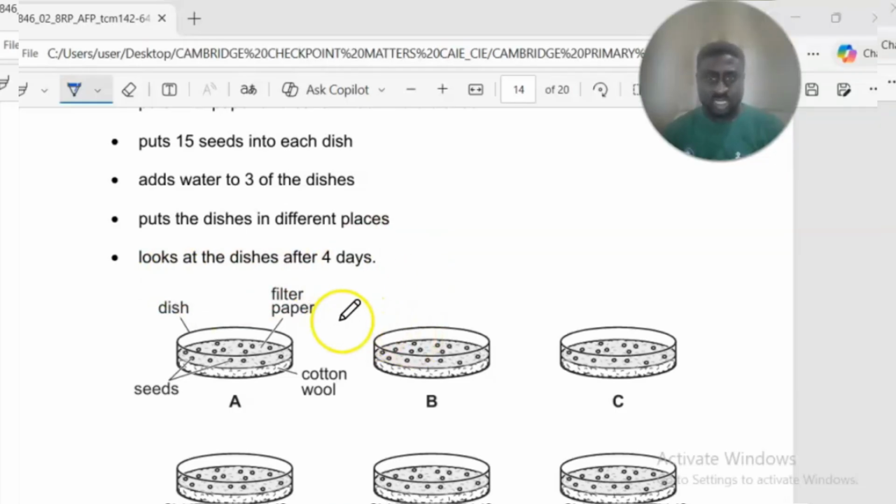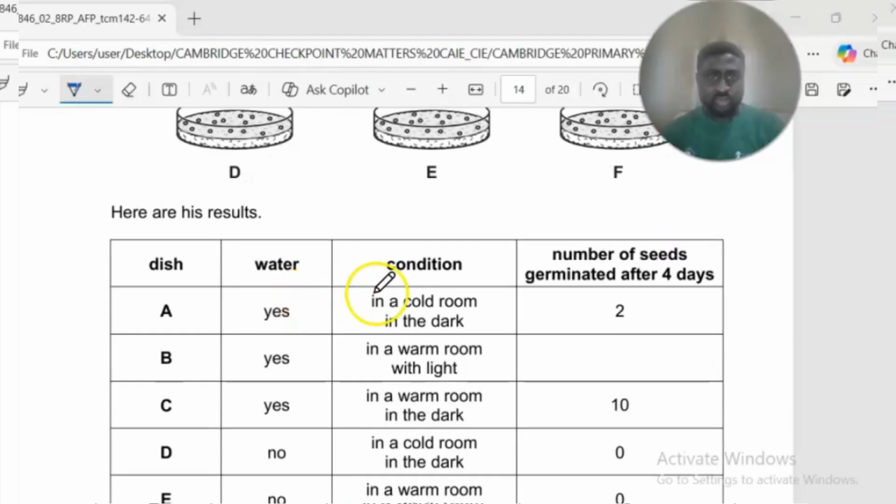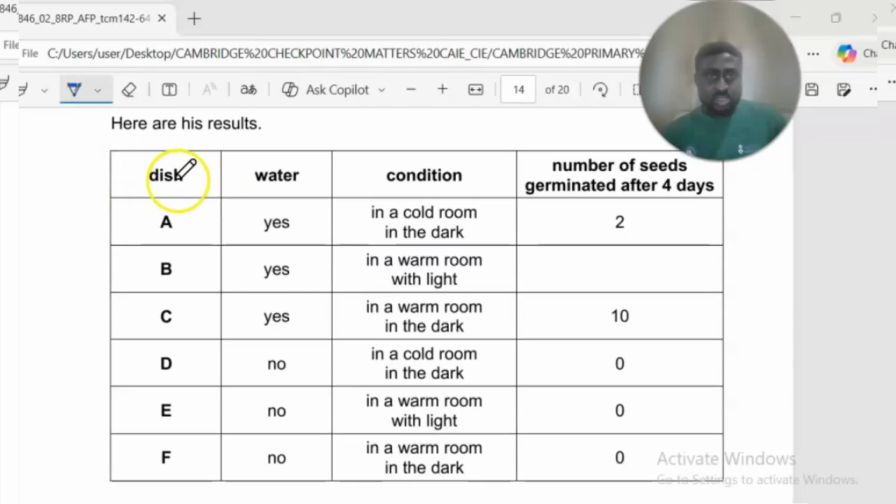So these dishes A to F were placed in different positions or places, and after 4 days he started his observation or investigation. Now here are his results from that experiment. So we have the dish column where we have dish A to F, then water. Another feature here, or criteria, is the condition in which the seeds were placed, then the number of seeds germinated after 4 days. So for A, he added water, yes.